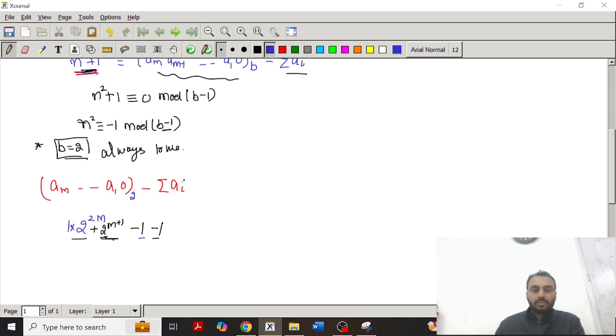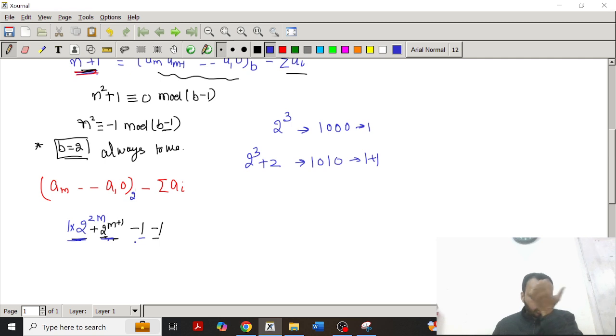Like if we take an example, if I say 2 power 3, it is basically 1 0 0 0, na? So sum of digits you can see it is 1. If I use 2 cube plus 2, so that will become 1 0 1 0. So sum of digits are 1 plus 1. So same thing I am doing here, that if I use these two as a number, 2 power 2m plus 2 power m plus 1, then the corresponding digits are 1 and 1. So you can see here.